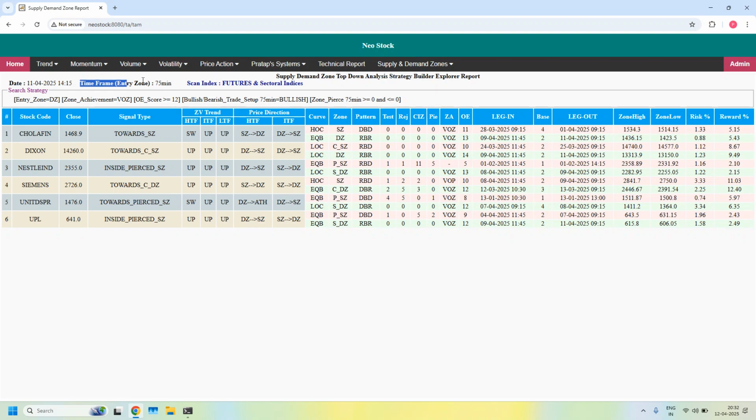Here we selected the entry time frame is 75 minutes. And the entry zone is demand zones. That way you have to understand this search strategy filters.